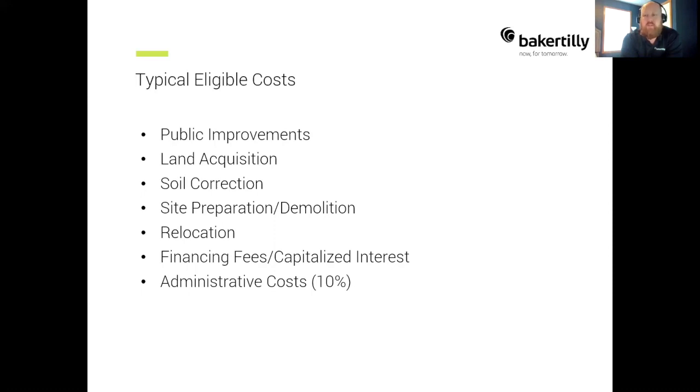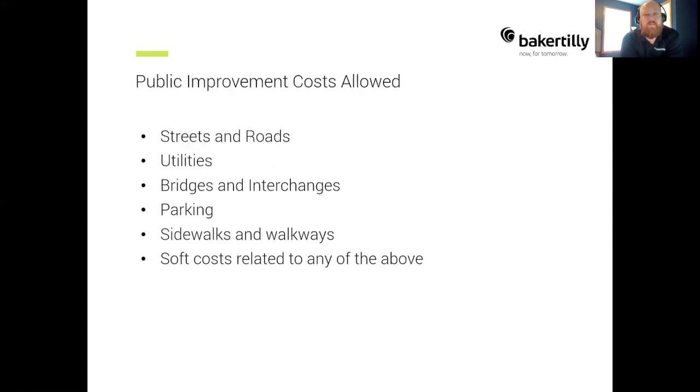There is a little more flexibility with a housing district. You can actually create and build vertical improvements as well, or reimburse a developer for vertical improvements. But in most cases, it's these categories within which we can reimburse a developer for eligible improvements. So when we talk about public improvements, we're talking about hard costs such as streets and roads, utilities, bridges, interchanges, parking, sidewalks and walkways, and then any engineering costs associated with the design of those.